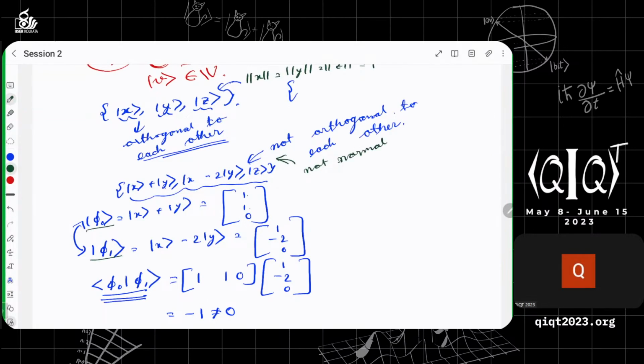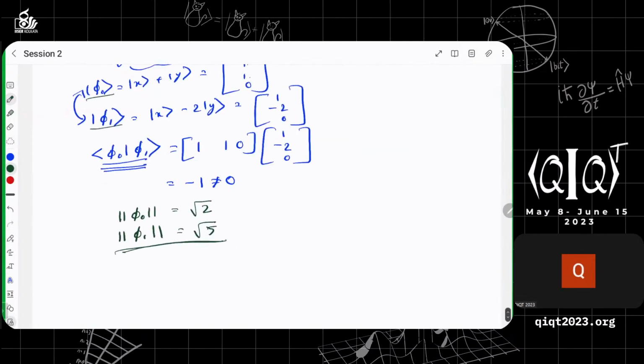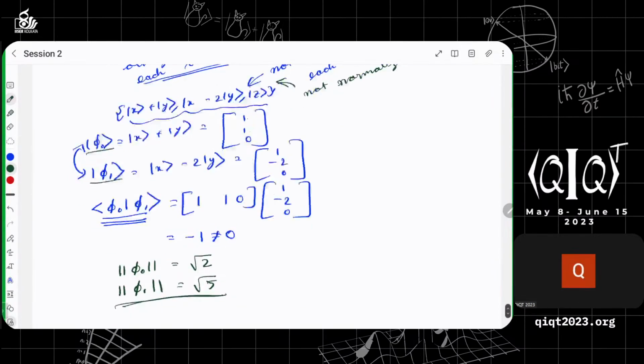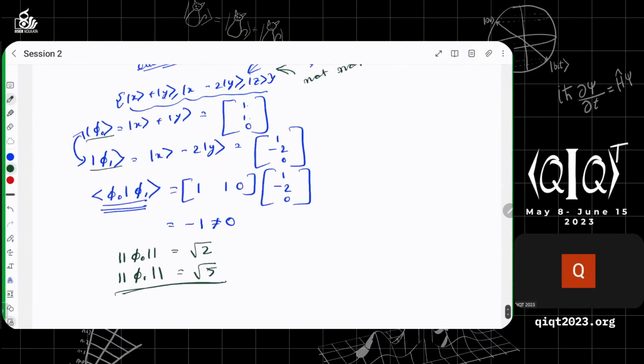For example, here they are orthogonal and they are normalized, as in their norm is already 1, but here the norm is not 1. Of course, if we have a basis, we can make the norm 1. So for example, if you have phi naught, a ket vector, and you want to make its norm 1, what would you do? Just divide by the norm, right? That will make the norm 1.